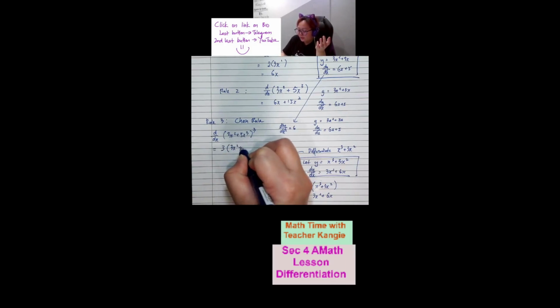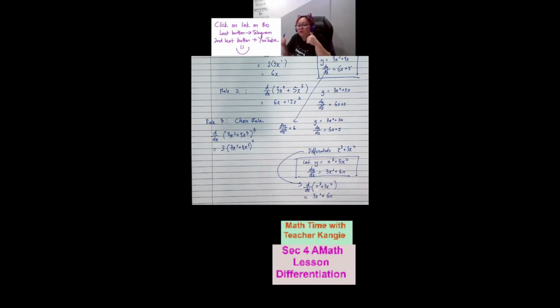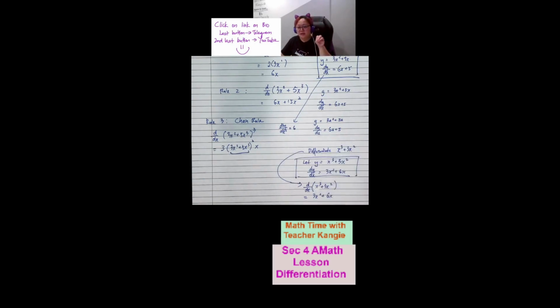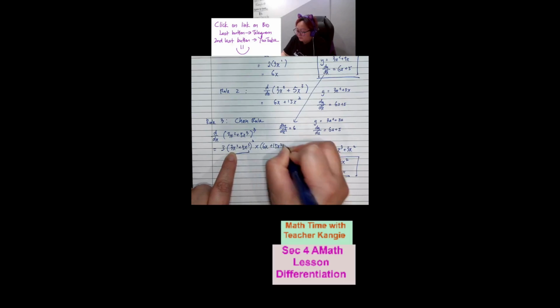This one you copy. Power minus 1, just like what you do for rule 1. Then you multiply by differentiate the inside. Then when you differentiate the inside, you see what rules you need to apply. So, differentiate the inside, actually I apply rule 1 on the first term, apply rule 1 on the second term. So, it will be 6x plus 15x squared.